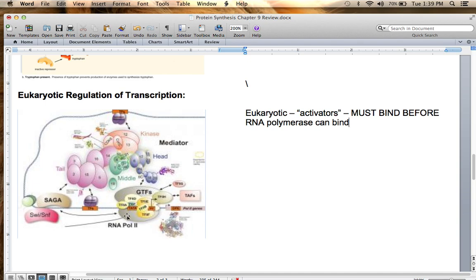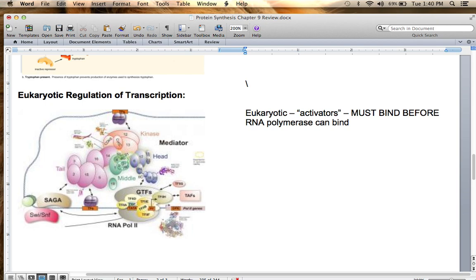So there are lots of ways that eukaryotes could prevent RNA polymerase from binding. If any of these steps, any of these proteins, is missing or not in the right place at the right time, then that gene will not be transcribed. Now, there are some other ways that you can regulate gene expression.